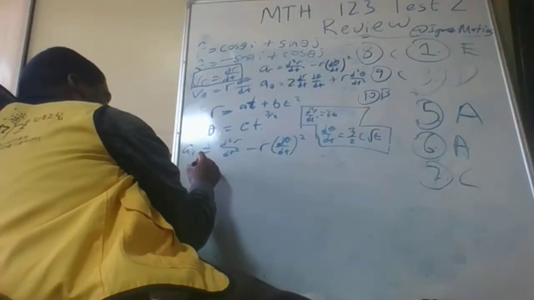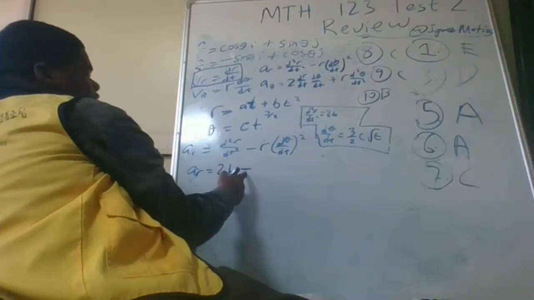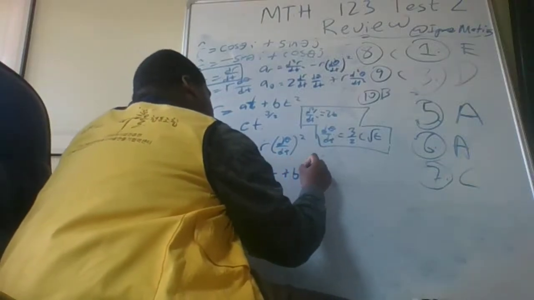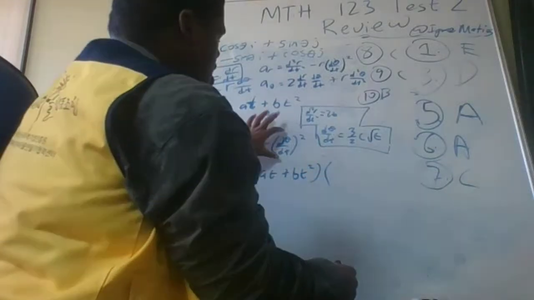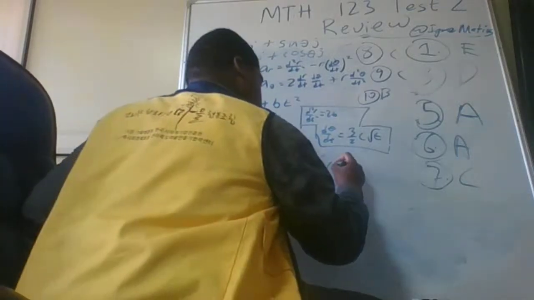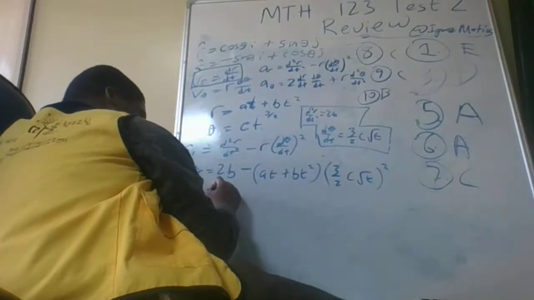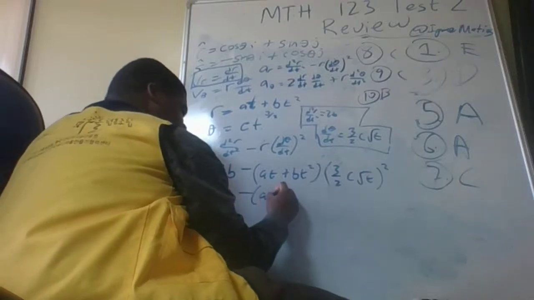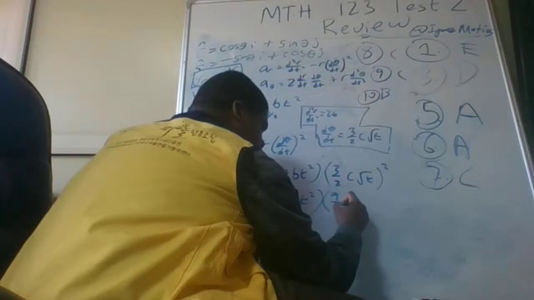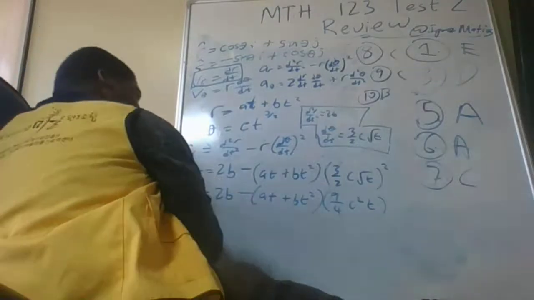So our radial component of acceleration, a_r, will equal d²r/dt² minus our radius, which is at + bt², times our derivative of theta with respect to time, all squared, which is (3/(2c))√t all squared. This is equal to 2b minus (at + bt²) times 9/(4c²)t. Remember, this is at t equal to 1.